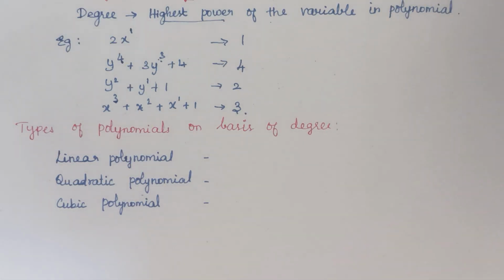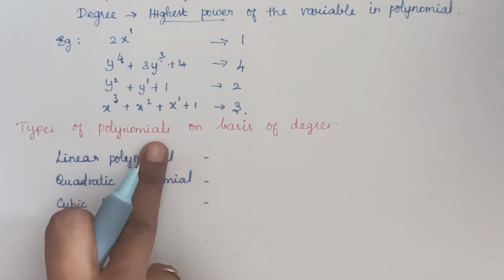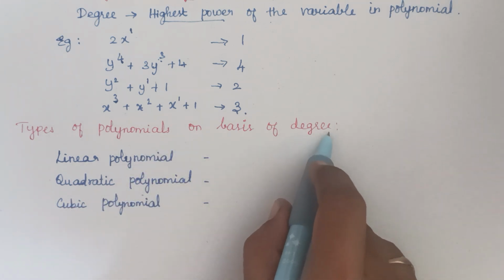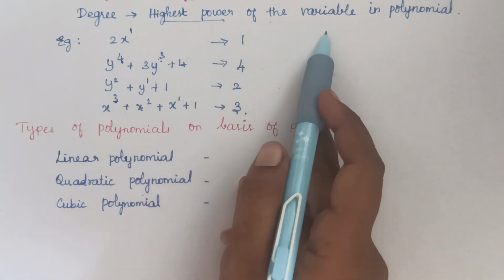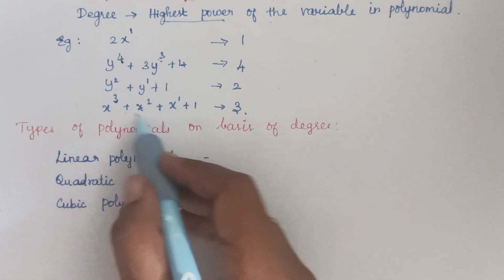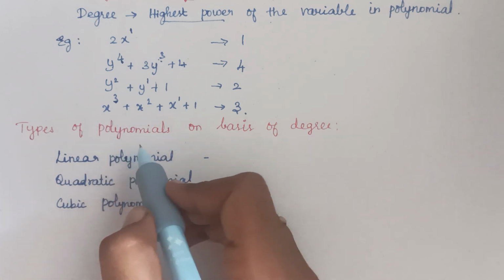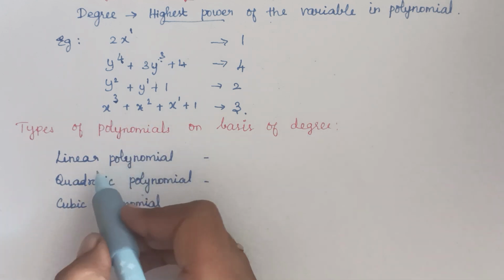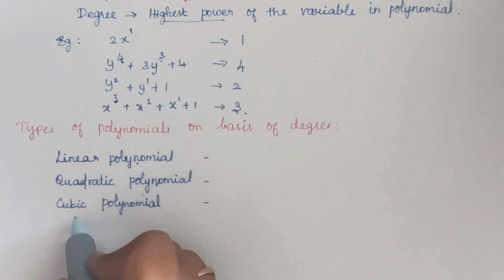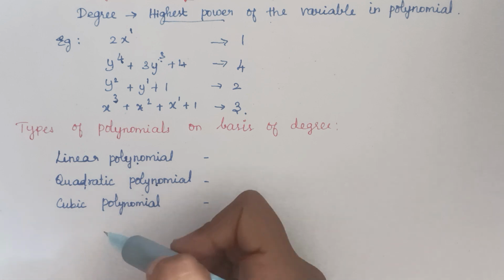Okay, now we are going to see types of polynomials on the basis of degree. So already we know what the degree is. The highest power of the variable in a polynomial is called the degree. So the different types of polynomials are divided on the basis of degree. Those are linear polynomial, quadratic polynomial, and cubic polynomial.